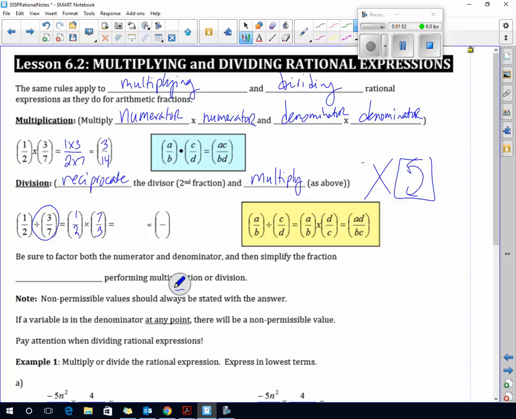And in your opinion, would multiplying and dividing be easier or harder than adding and subtracting fractions? It's definitely easier. Yes, yes it is. Okay. Be sure to factor both the numerator and denominator, then simplify the fraction before.